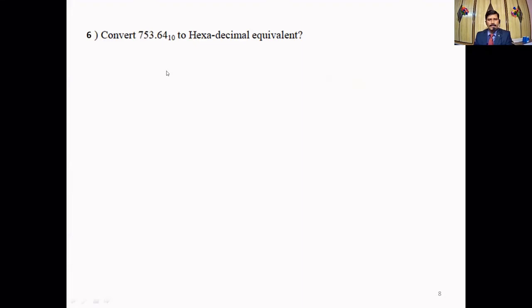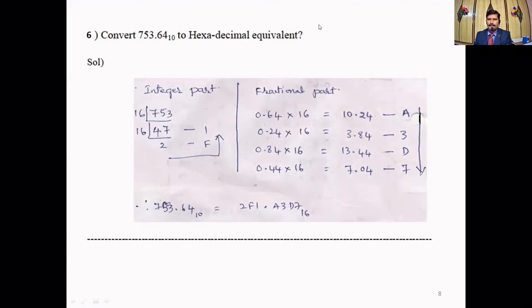Convert this decimal number into hexadecimal. Before the decimal point is division with 16, and after the decimal point we go on multiplying. Let us see here, this is the integer part. Divisions: 16 fours are 64 and 7, the remainder is 1... 16 twos are 32, and the remainder after 47 minus 32 is 15. 15 in hexadecimal is F. So 2F1 is the answer here.